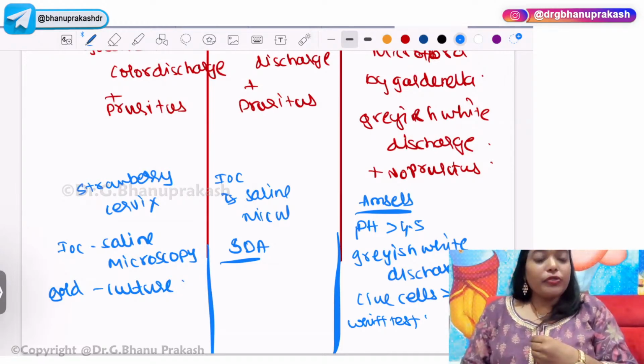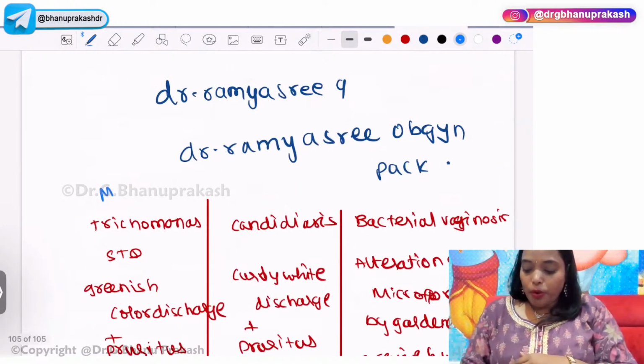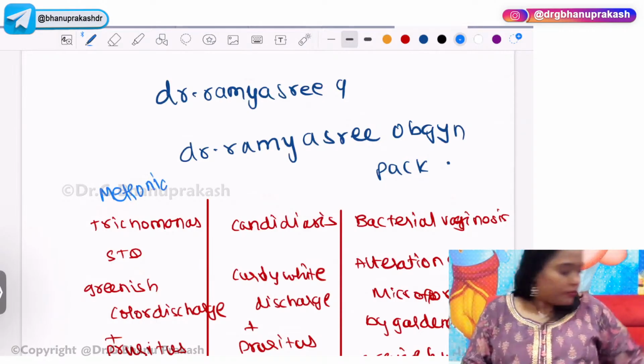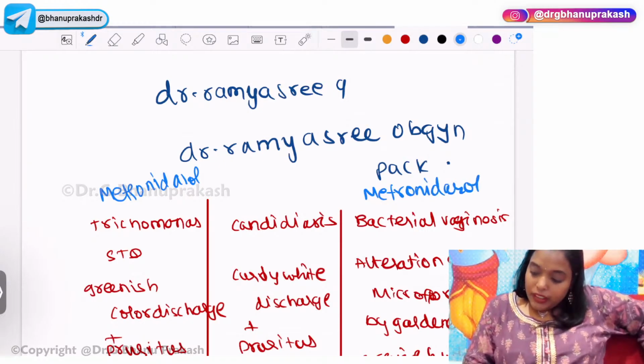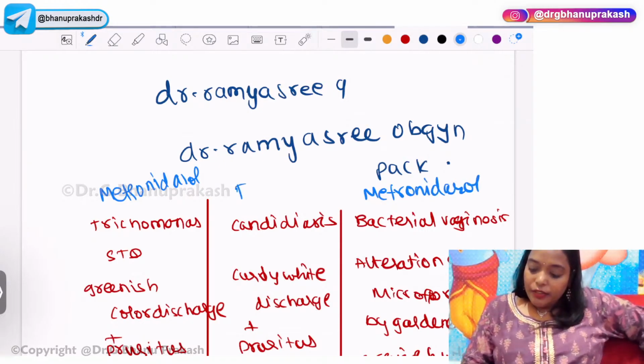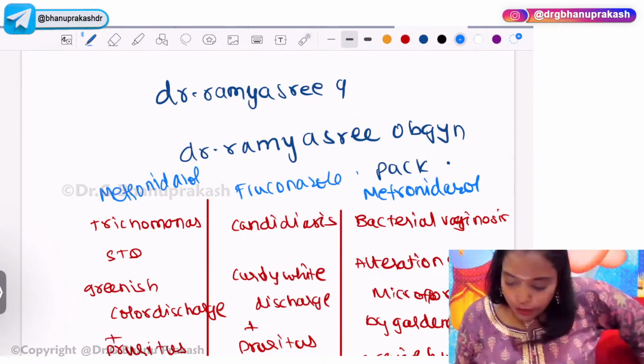The drug of choice for both bacterial vaginosis and trichomonas is metronidazole. For candidiasis, it is fluconazole.